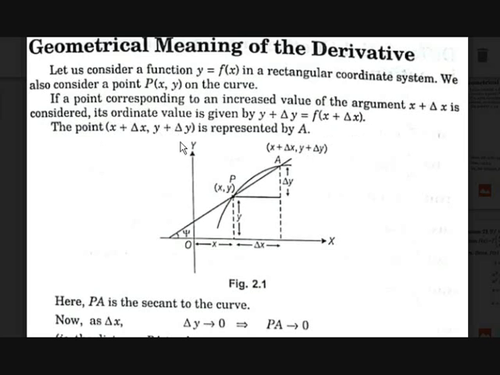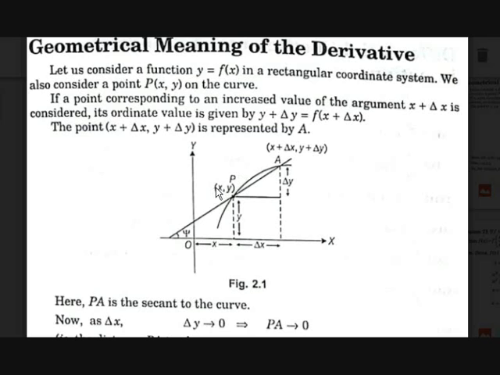We also consider a point P (x, y) on the curve. If a point corresponding to an increased value of the argument, x plus delta x, is considered, its ordinate value is defined by y plus delta y is equal to f of x plus delta x. It means that if the argument is increased by delta x, x went to x plus delta x, then what will be the change in the ordinate, or the y coordinate? It will be y plus delta y, which is f of x plus delta x, right? And let the point (x plus delta x, y plus delta y) be denoted with the letter A, capital letter A.